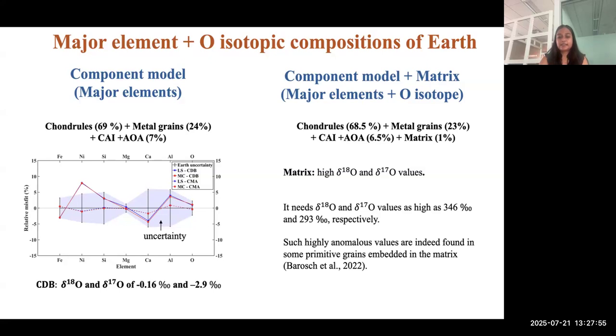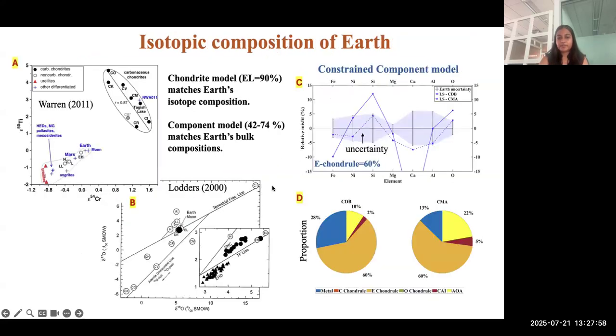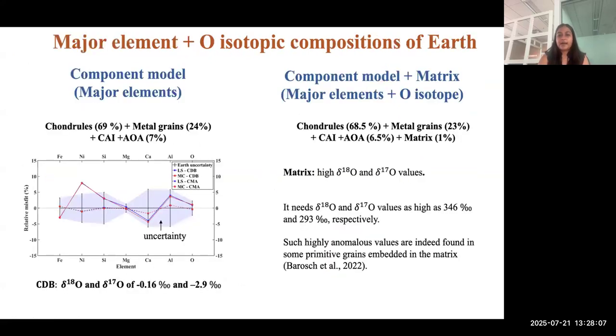And matrix has values which are way over here, like 7, 8, something like that, beyond CI, or CI is a representative of matrix actually, because it's mostly matrix. So I added matrix to it. Surprisingly, my inversion model doesn't show a big change in its proportion. As you see, I just need like 1 weight % of matrix as my inversion model yields, and therefore the fit is no different than my best fitting component model, okay?